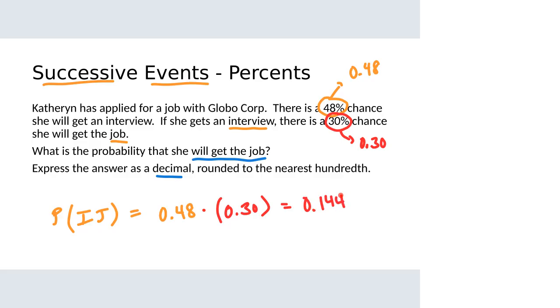All probabilities are between 0 and 1, so this answer is reasonable. It doesn't guarantee it's correct, but I didn't get something like 22, which I would know is wrong. And then I was told in this one to round to the nearest hundredth. So we'll find the hundredths place with one space to the right. That's 4, lower. So we'll round this down to 0.14. And so that's the probability that Catherine's going to get the interview, and then after that, get this job.